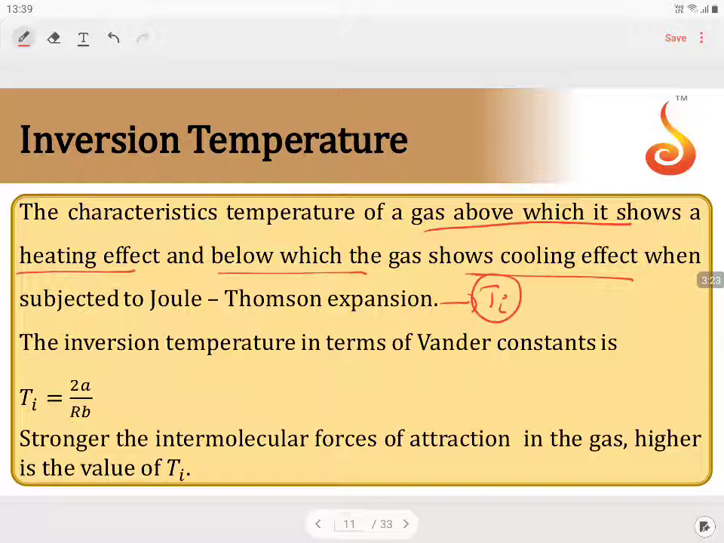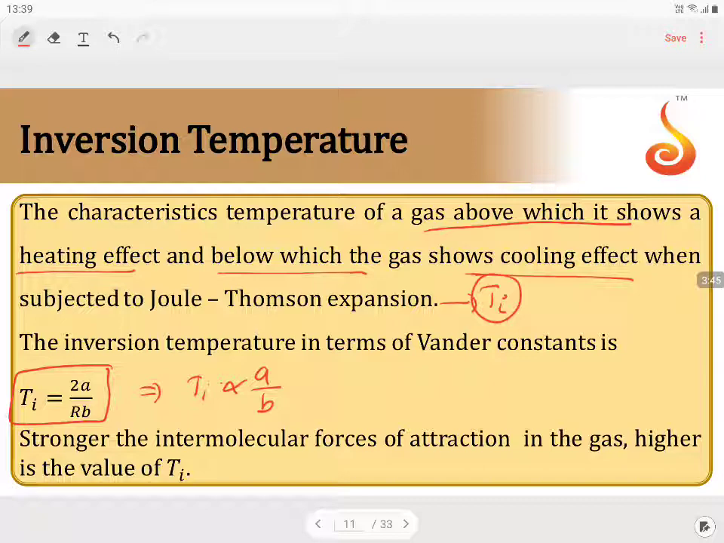The inversion temperature in terms of van der Waals constants is given by Ti equals 2a by Rb. So I can say Ti is proportional to a by b. The stronger the intermolecular forces of attraction, the higher is the value of the inversion temperature.